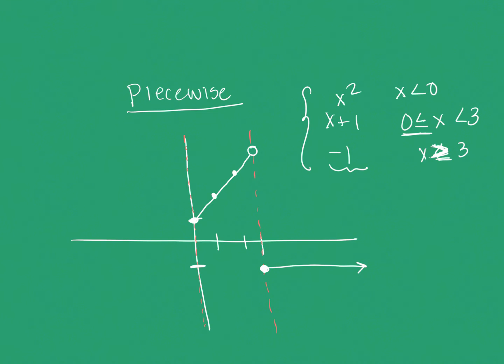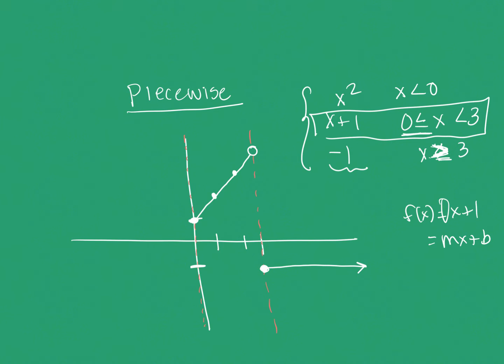So why is your slope 1? Because we're working with this piece right here. And this is the function f of x equals x plus 1, which you'll notice is mx plus b form, where my slope is the number in front of the x, which is 1, and the b is the intercept right there.